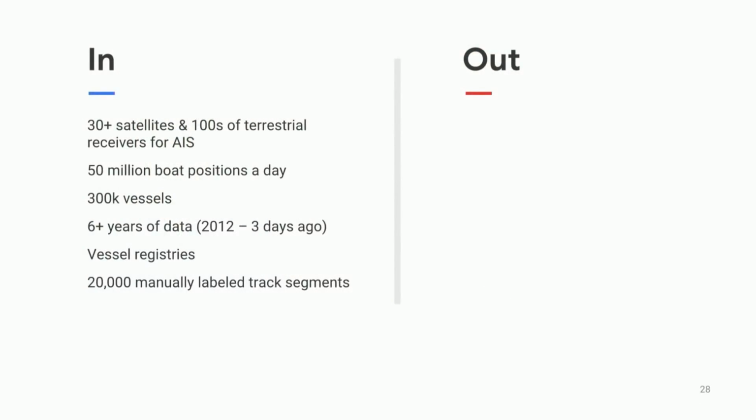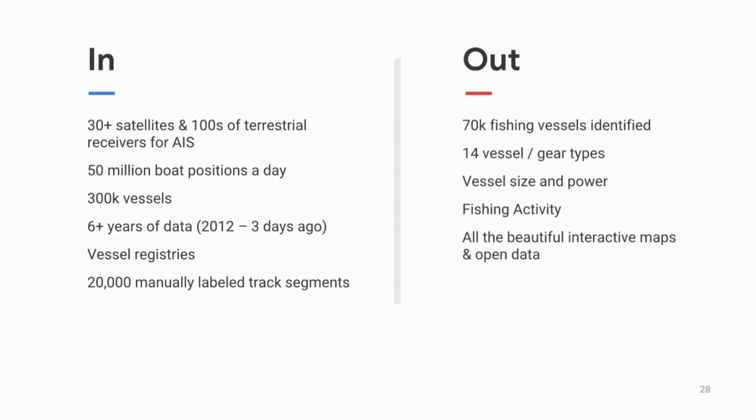In summary, we're taking in an AIS feed from over 30 satellites and hundreds of terrestrial receivers with almost 50 million AIS messages per day from 300,000 vessels across a year, over 6 years of data. For the training, we're using vessel registries to identify the types of boats, and also over 20,000 manually labeled track segments, or 1 million positions. We put that all together through the various Google tools, and what we get out is about 70,000 fishing vessels, 14 gear types, 14 vessel types, of which half are fishing types, the size of vessels, when we think they're fishing, and all of these wonderful maps and data that you see available.